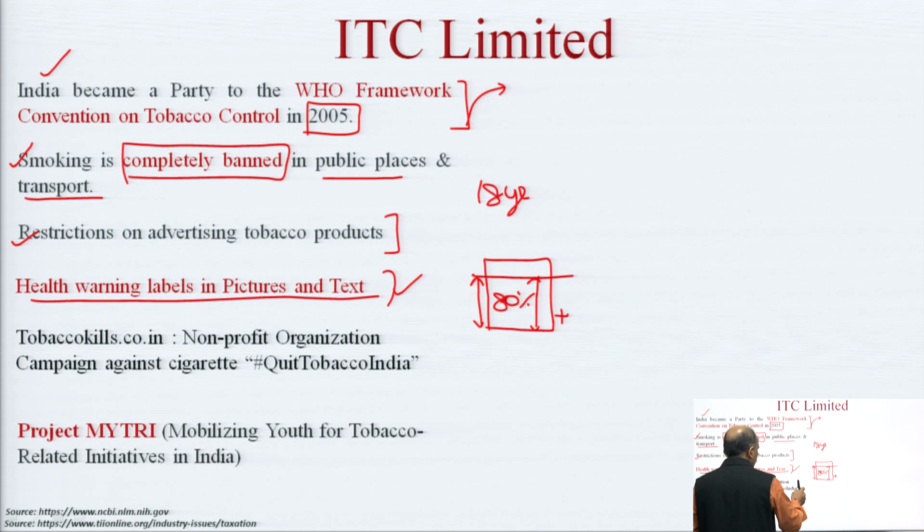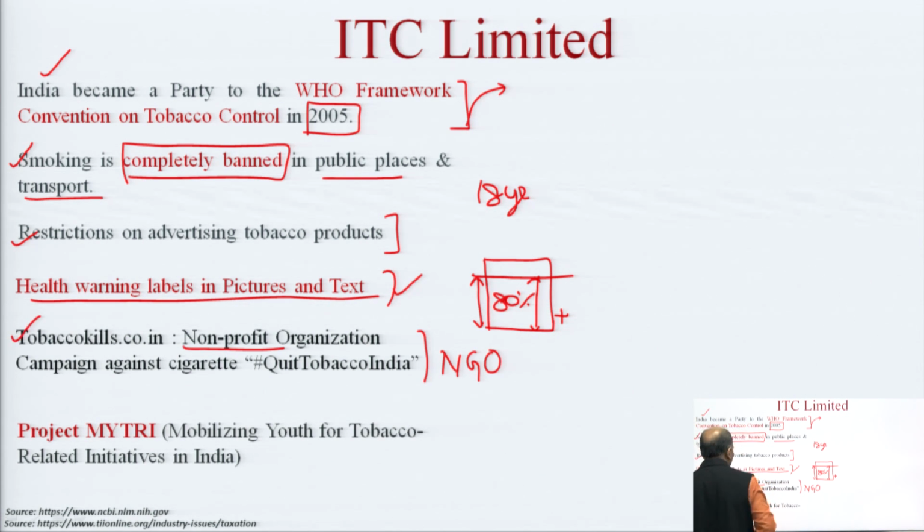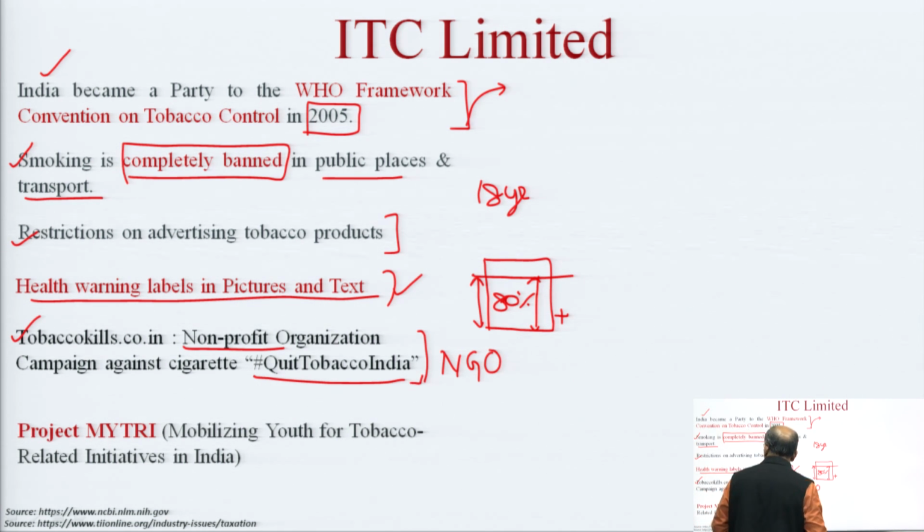Now, there are some NGOs, which are non-government organizations, and they are basically non-profit. One example is tobaccokills.co.in. You can go to this website and check. They are into campaigning against cigarettes. They run the campaign of #QuitTobaccoIndia, and they are also running a very full-fledged Facebook campaign against smoking.